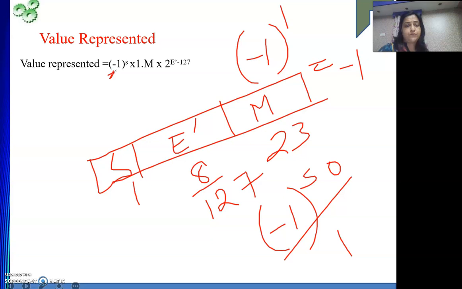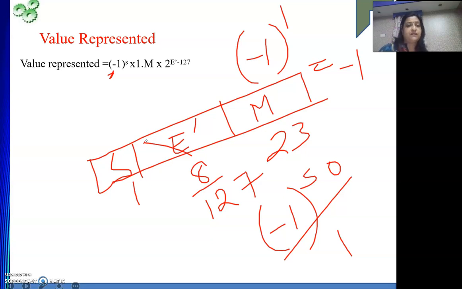Then the exponent. The exponent is in excess 127 format. So what is the actual exponent? The actual exponent will be whatever you have stored minus 127. Last time, to store the actual exponent in this field, we were adding 127. Now we are getting the value back, so we need to subtract 127.